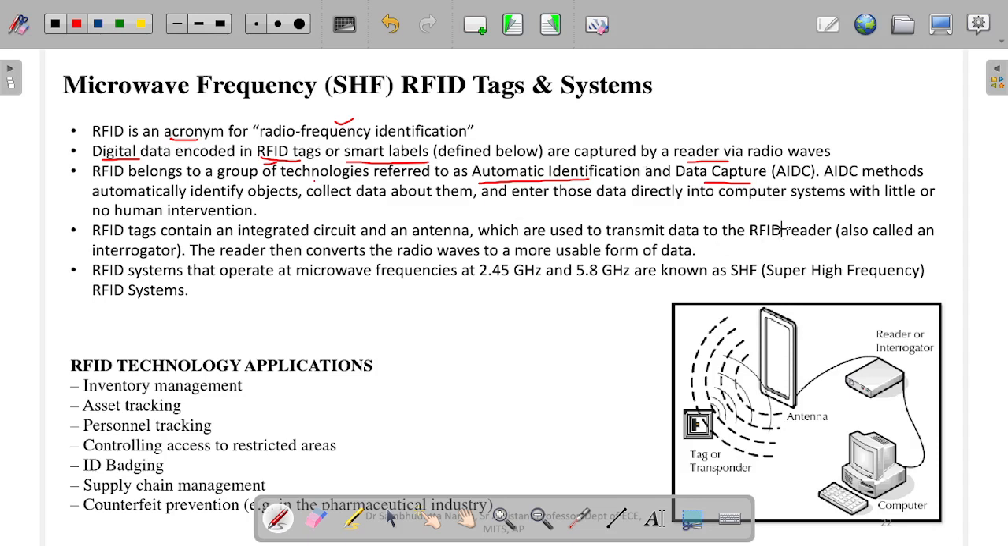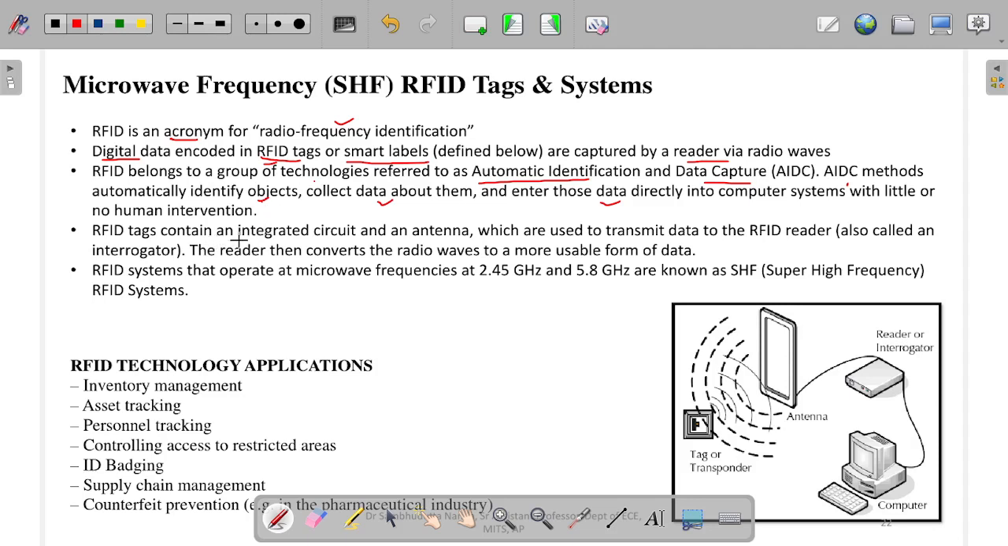AIDC methods automatically identify objects, collect data about them, and enter that data directly into the computer system with little or no human intervention. For example, you might have gone to a mall, and if you come out with a product without billing, a security sound or buzzer will go off. How does that work? The system can detect whether the product you are taking out has been billed or not. If the product is billed, it goes to the computer, and the computer marks it as billed and able to be taken out. This is how the concept works.